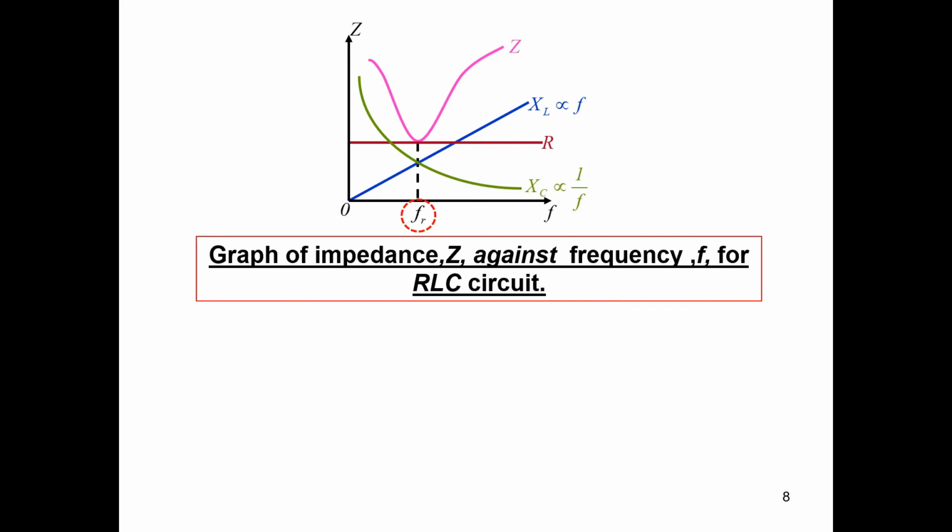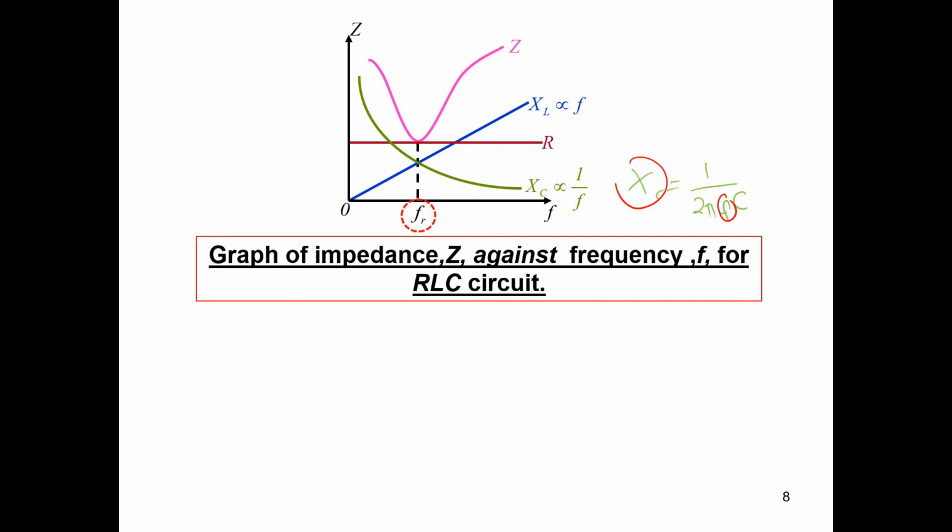Next, the second one is the green one, the graph of XC against frequency. XC and frequency are inversely proportional, from XC equal to 1 over 2 pi FC, right? So that's why XC and frequency are inversely proportional, and that's why we have a curve graph.